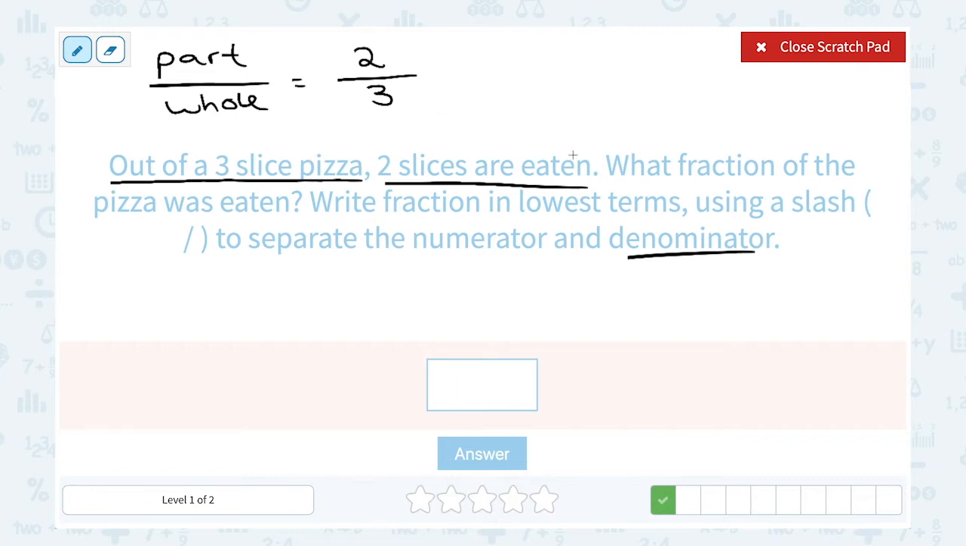And notice it does say write a fraction in lowest terms. So if I could reduce this, I would. To reduce a fraction, you need to see that there's a number that would go into both of those. So is there a number bigger than 1 that goes into both 2 and 3? In this case, no, so it's already in lowest terms.